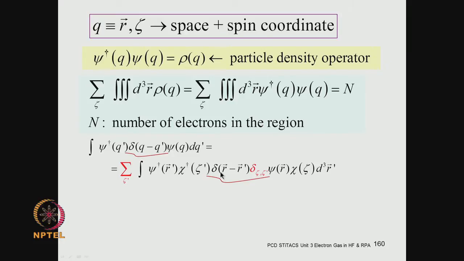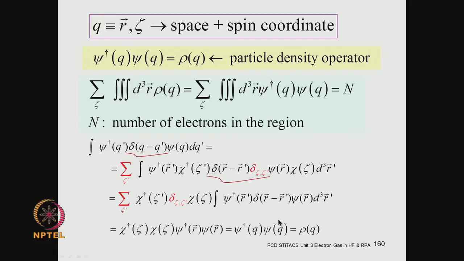This delta function is the product of the delta function for the space arguments and the Kronecker delta for the spin, because the spin coordinates are discrete. So, you can now separate the summation over the spin over here, followed by integration over the space coordinates, right. And if you contract these summations, you get essentially the particle density. So, this is the particle density which we began with, right. So, this is the notation that I will be using. Okay, so this is our particle density operator.